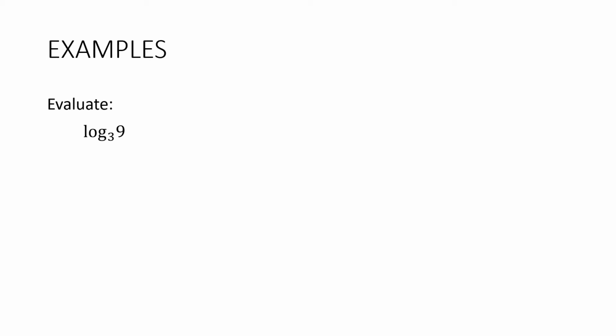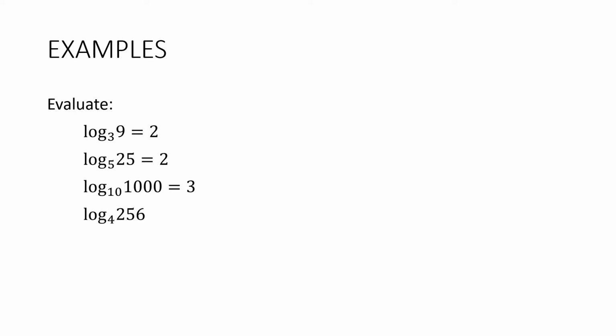So here's some examples. Okay, remember how we read this? 3 to the power of what gives us 9? 3 squared. So the answer to this is 2. See how we've ended up with the index or the power? How about this one? 5 to the power of what gives us 25? It's 2 as well. Here's another one. 10 to the power of what gives us 1,000? Well, that's 10 cubed, isn't it? So the answer is 3.